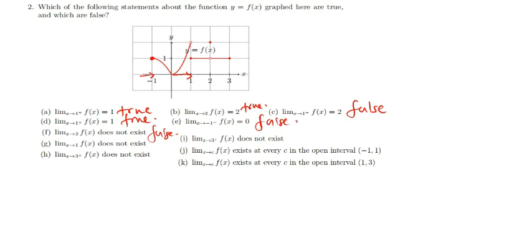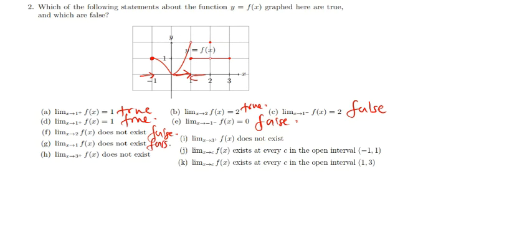And then limit as x approaches 1 does not exist. Let's see. As we are getting closer to 1 from the left side, the value of y is 1. From the right side, the value of y is 1. We can clearly see here. So does not exist, this is also false.